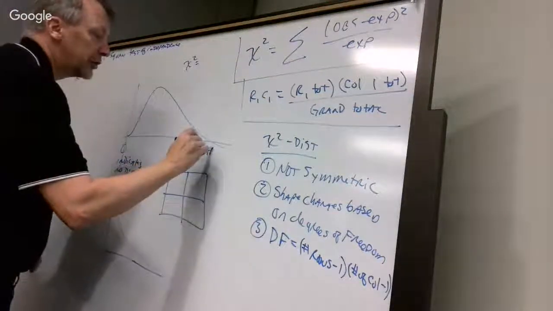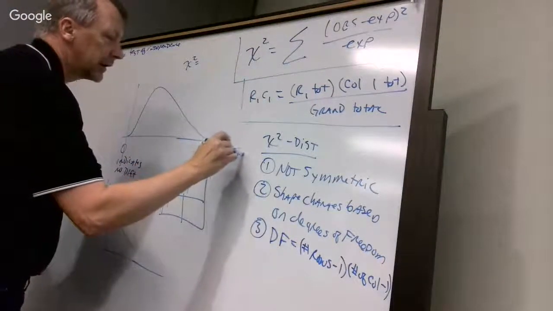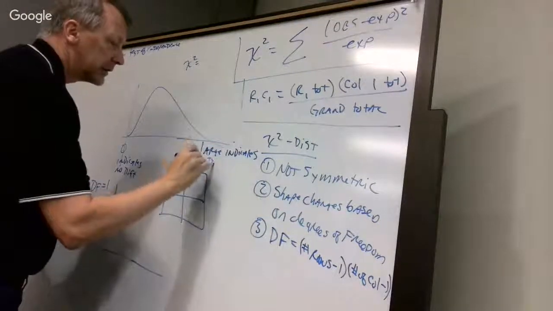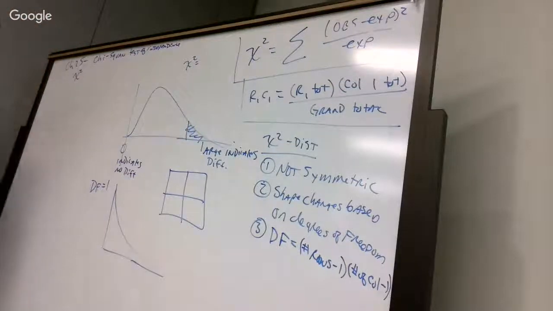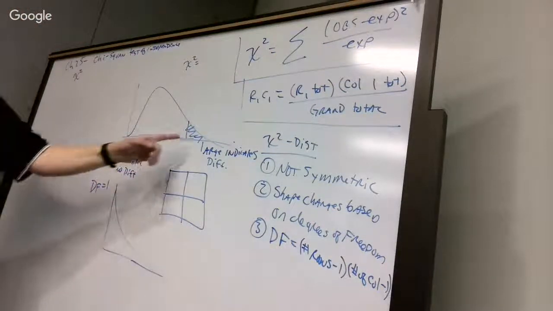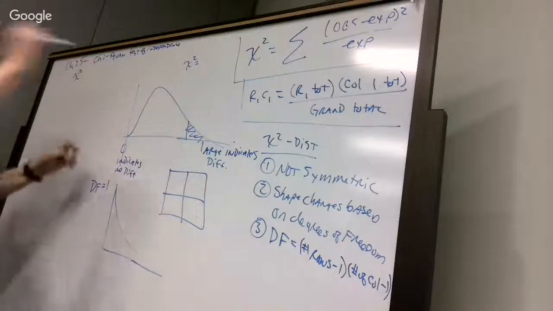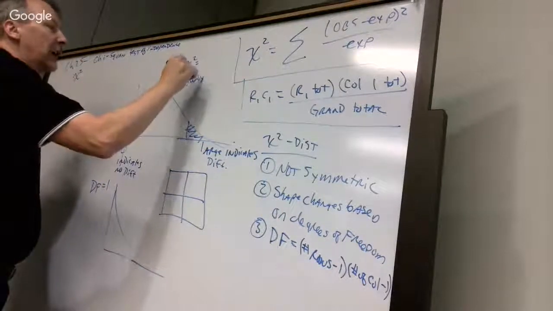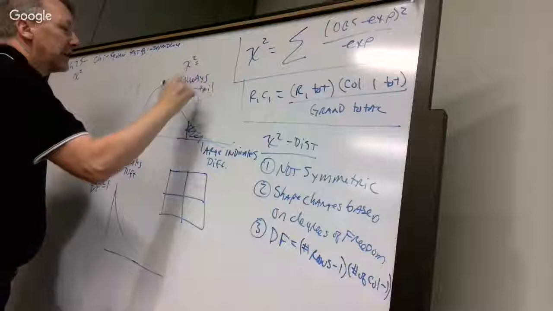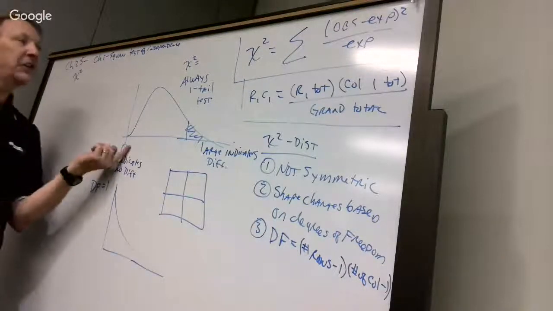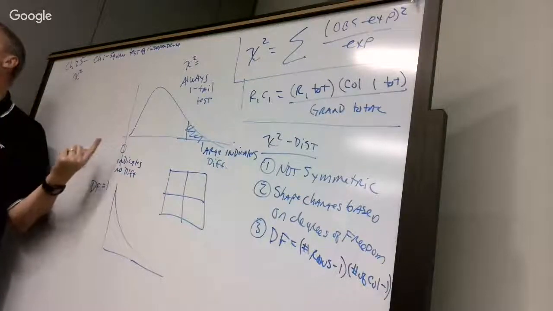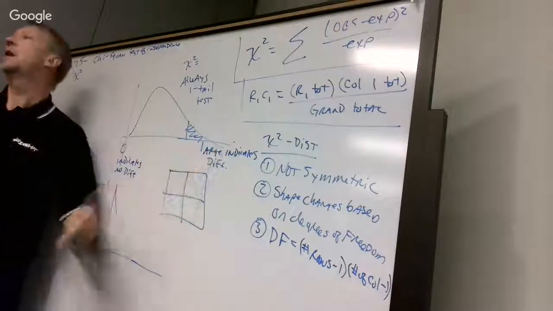So large indicates difference, okay? If I get a large value out here, the chi-squared is always a one-tail test. Typically, most of the other tests are two-tailed, but the chi-square is one. So if I get a 0, that means they're not different. If I get a large sum, that means they're different.